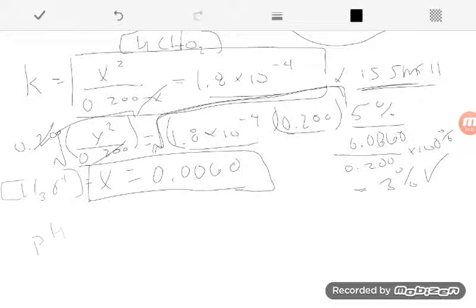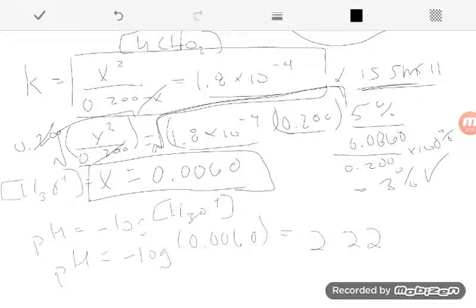Now I see how I'm going to get the pH, because we know that pH is equal to negative log of H3O plus. So now my pH is equal to the negative log of 0.0060, and I plug that into my calculator, and I get 2.22. So now I have my final answer, my pH.